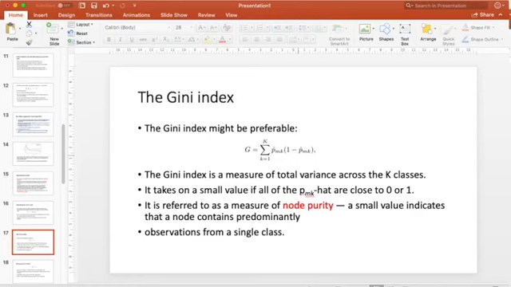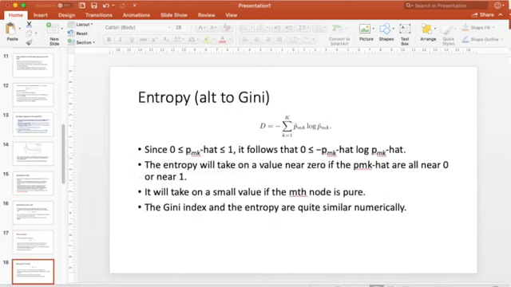So we would say that for this one, we would expect that the Gini index will be higher. Okay. So an alternative to the Gini index is the entropy, which is also a commonly used criterion in classification trees. The entropy is given by D equal to minus the sum of P hat MK multiplied with the log of P hat MK.